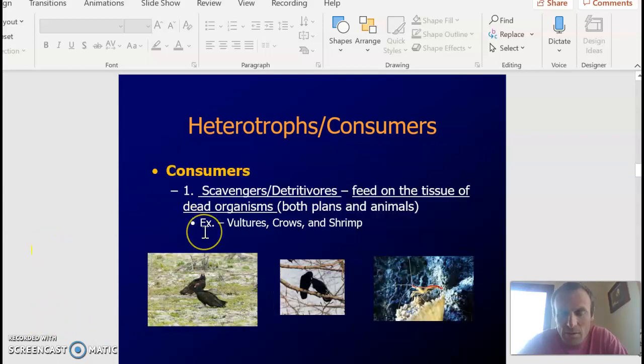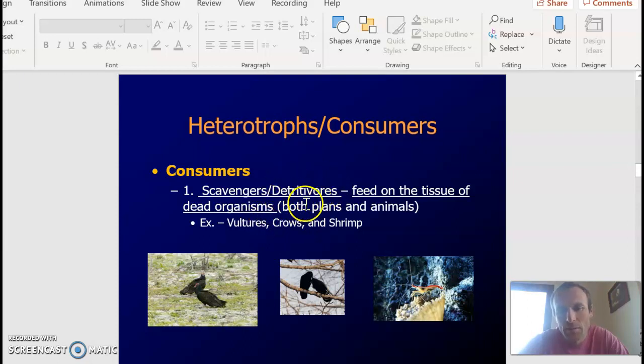Okay, so consumers, there's a few types we need to talk about here. Scavengers, detritivores, decomposers. This is kind of the most confusing part of all this, where they fit into an ecological pyramid. How do they get their energy? They're kind of separate from our typical energy pyramid that we'll draw in a minute, because they're not really top-level predators. There's a lot of them. But for now, they basically feed on the tissue of dead organisms.